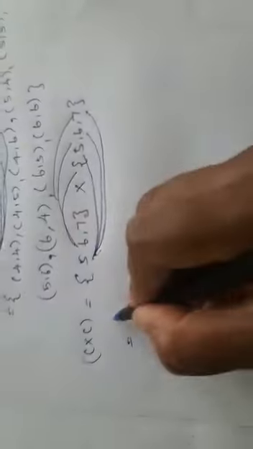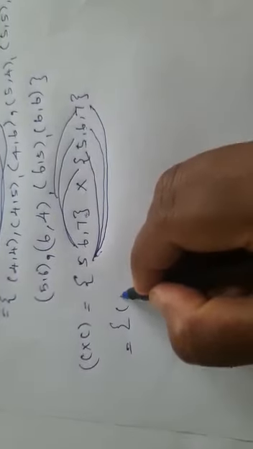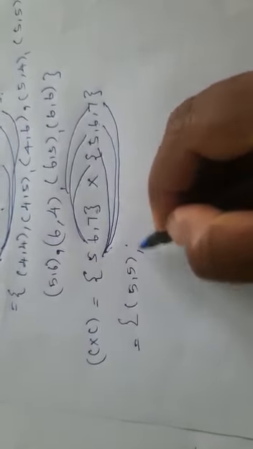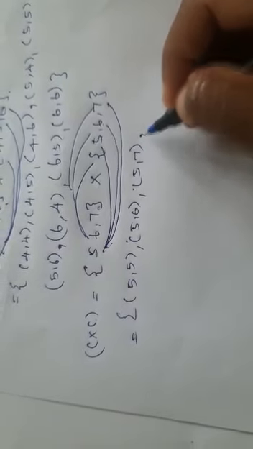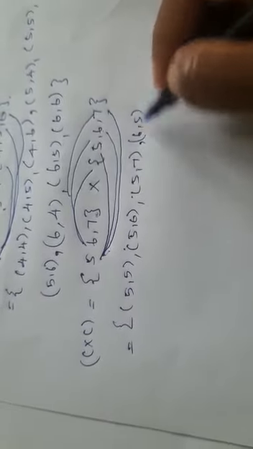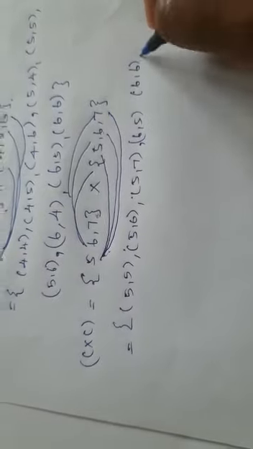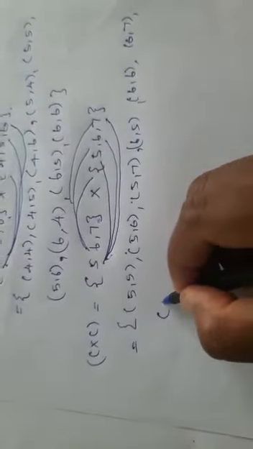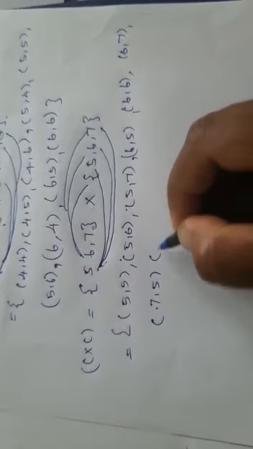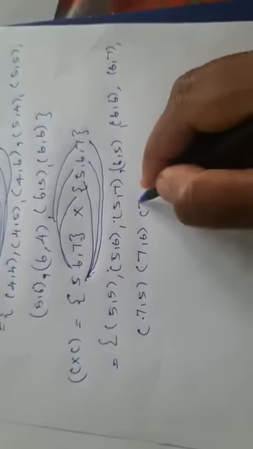Write it, children. Don't look here, write it by yourself. So (5,5), (5,6), (5,7). Next it is (6,5), (6,6), (6,7). Next it is (7,5), (7,6), (7,7).